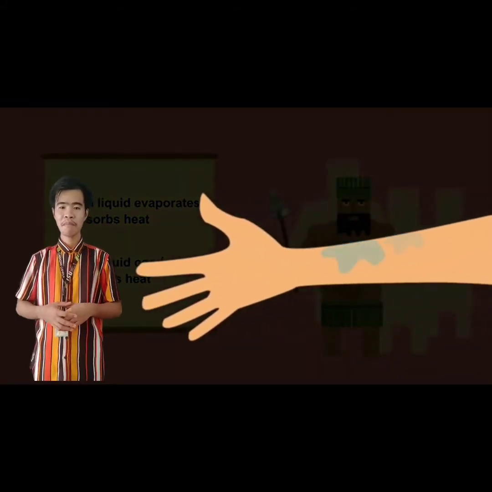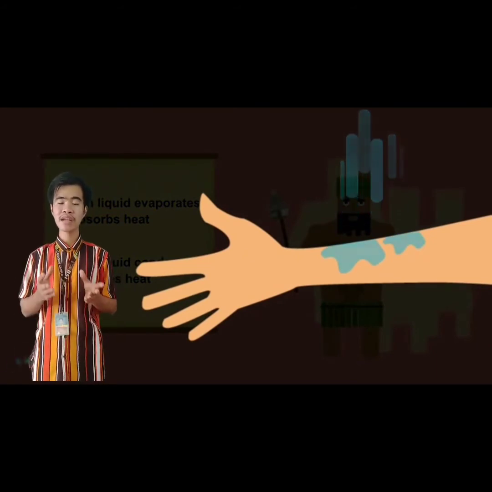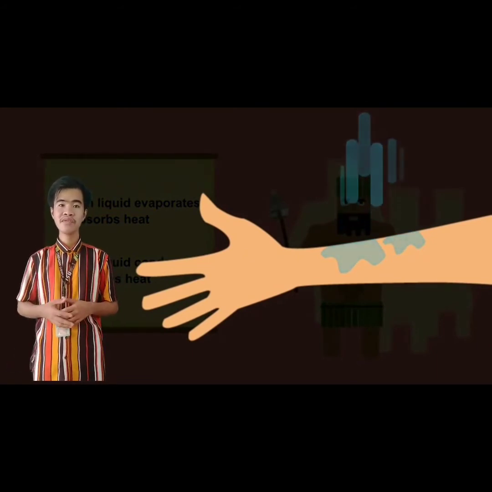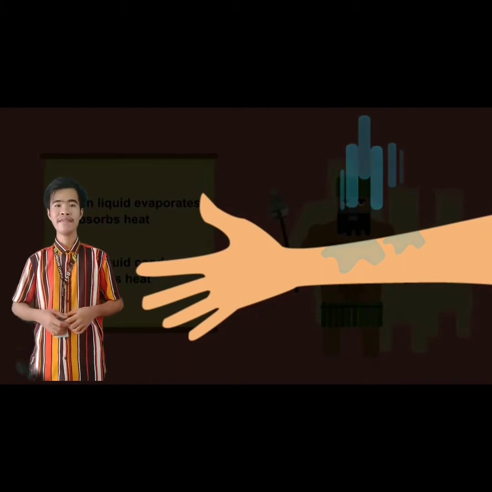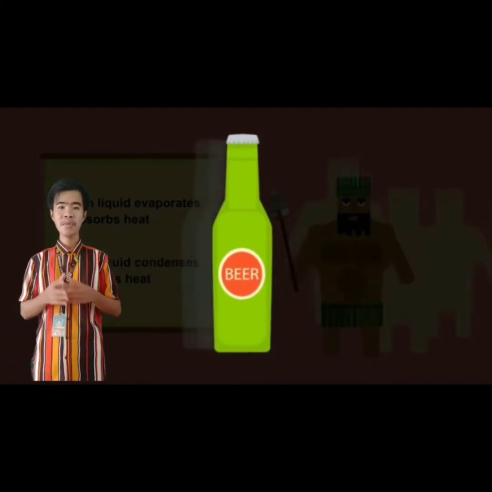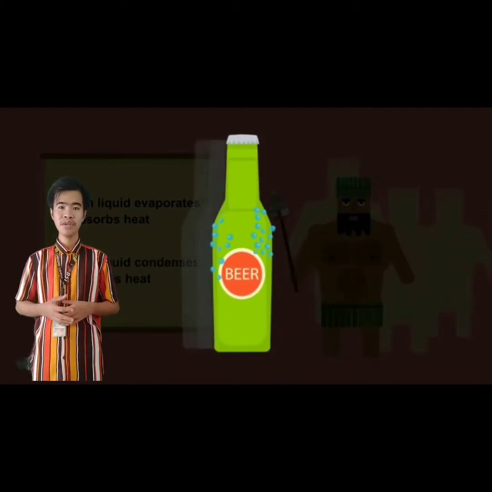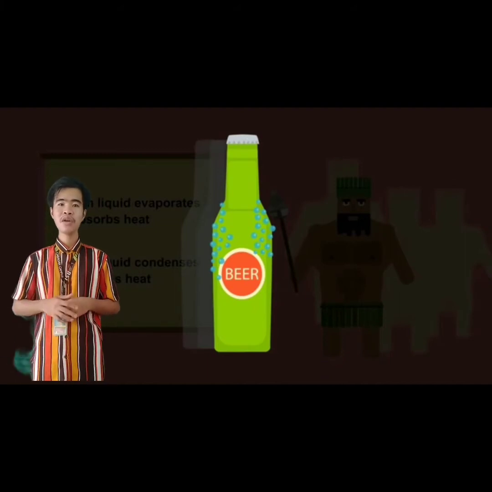So here is a simple example. When your hand is wet, it actually feels cold. It is the process of the water evaporating and cooling our hand. The second one is on a humid hot day, when your frosty beer will have water condensing on the outside of the bottle. This actually warms your beer.